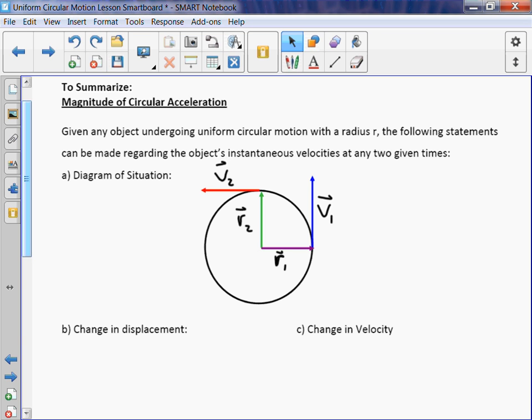All right, so we've got two different instantaneous velocities. I could have drawn these anywhere, but it works out nicer if they're right-angled triangles when we end up doing this proof. Is that an R of this one, the center? Yeah, it's an R. Those are radii. So we've got radius 1, radius 2, velocity 1, velocity 2.